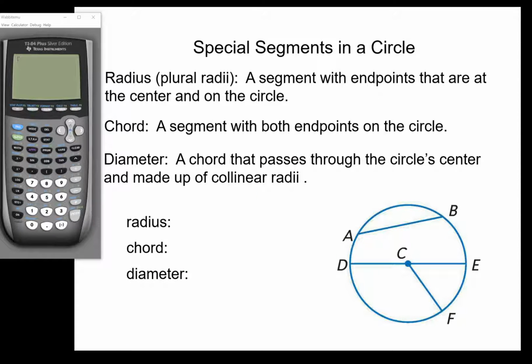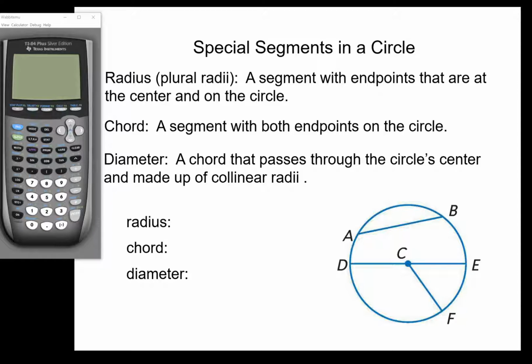So a few more fill in the blank vocabulary pieces for you. A radius, plural of radius is radii, is a segment with endpoints at the center and the circle. A chord is one that you may not have seen before. That is a segment with both endpoints on the circle. And then a diameter is a chord that passes through the circle center and is made up of collinear radii. We'll point that out when we get down to our example down here.